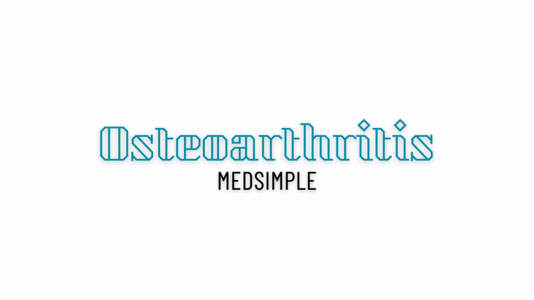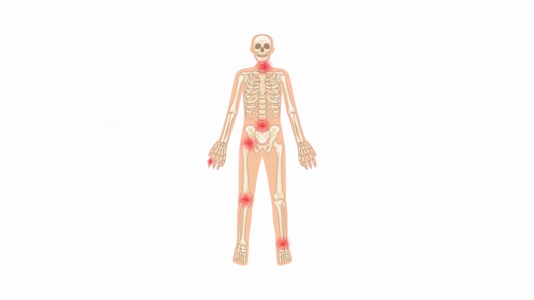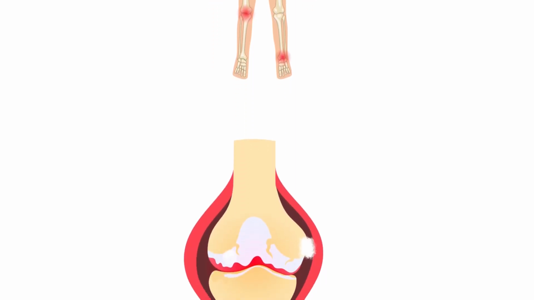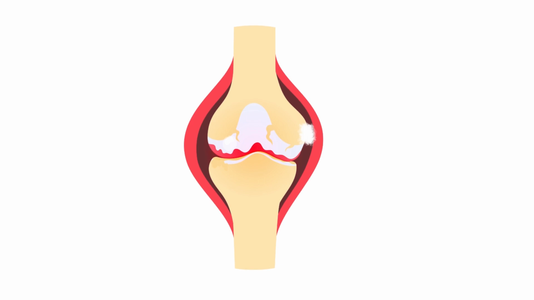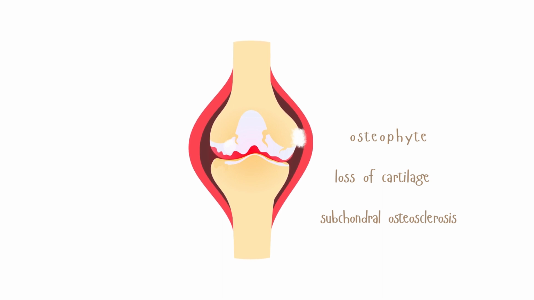Welcome to Math Simple. Today our topic is osteoarthritis or degenerative joint disease, which is the most common form of arthritis. It is a chronic, slowly progressive condition which is characterized by focal loss of articular cartilage, subchondral osteosclerosis, osteophyte formation at the joint margin, and remodeling of joint contour with enlargement of affected joints.